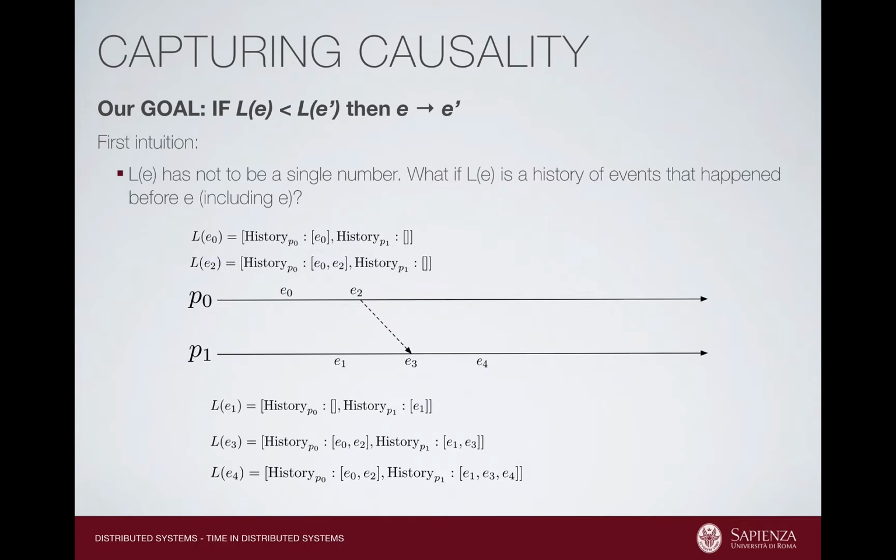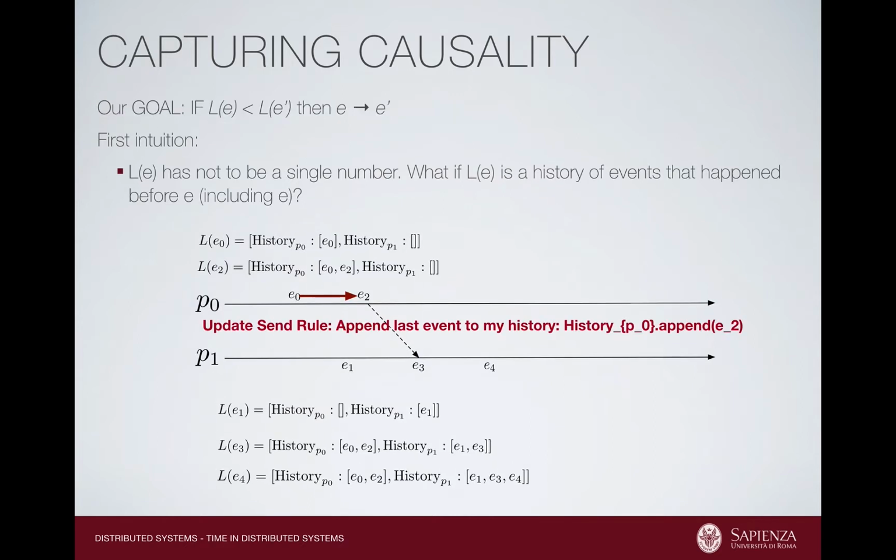This is the list of events on P1 when E4 happens, including E4. But we also have that E4 causally depends on E0 and E2, right? So we have to take the history of E0 and E2 inside E4 for the history of P0. And now we have to see how we can build these things in a distributed way.